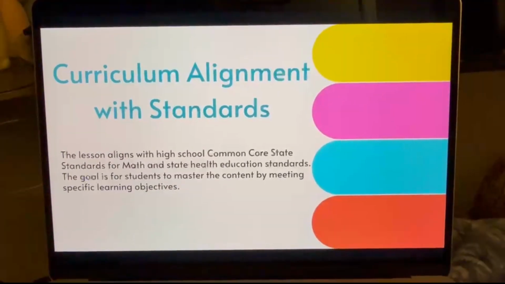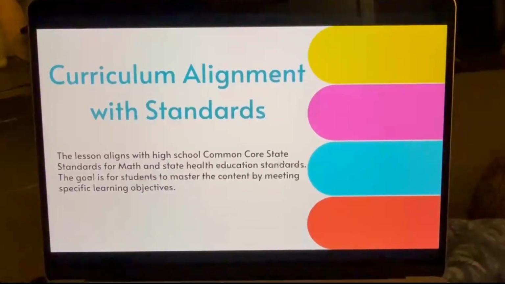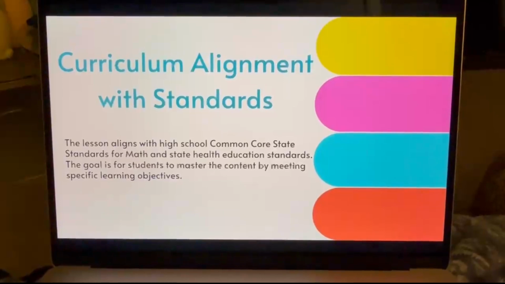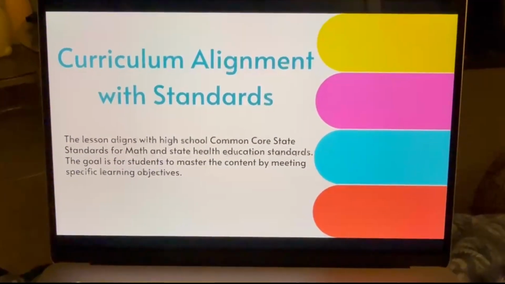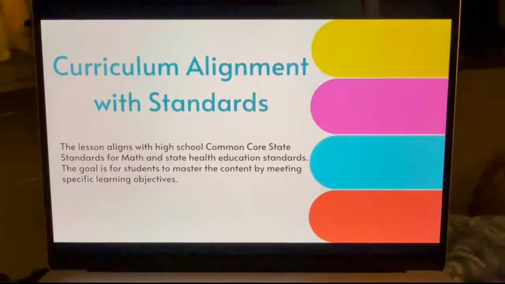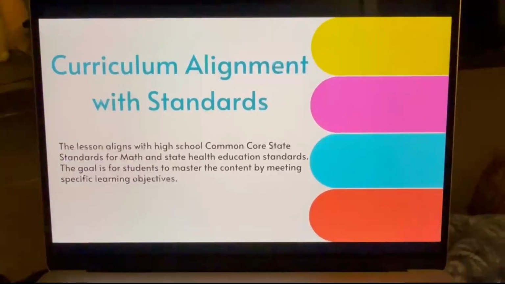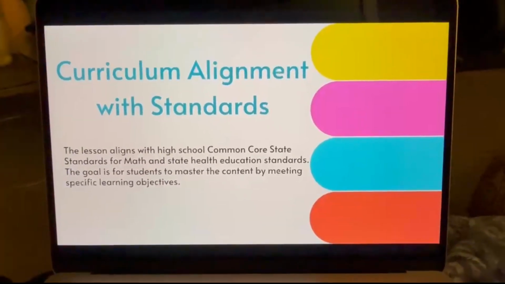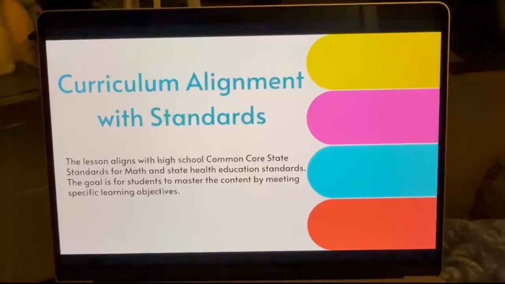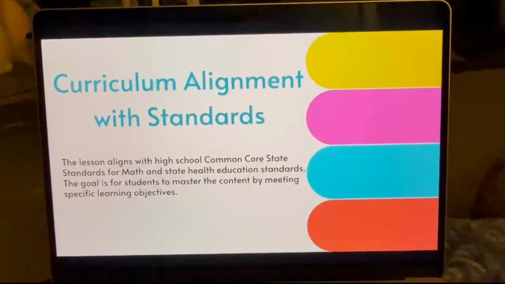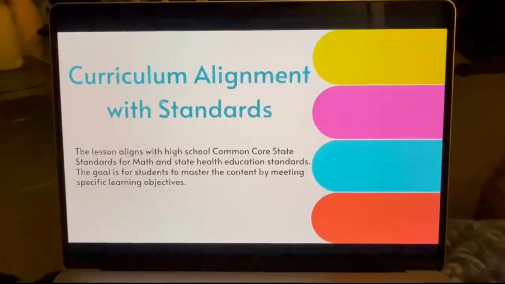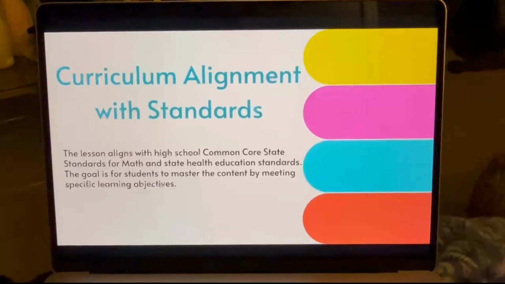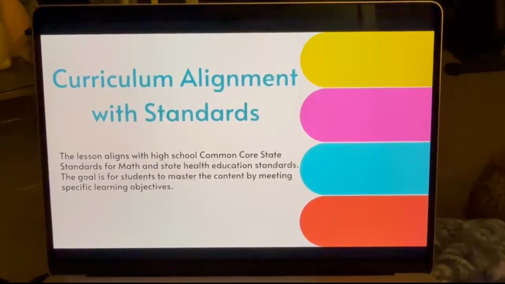So, curriculum alignment with standards. The lesson aligns with high school Common Core state standards for math and state health education standards. The goal is for students to master the content by meeting specific learning objectives. Such as math, they have to master the first topic before they go on to the next one. Because if you don't know how to do the first topic, you cannot do the second one because it just builds on from there. So this is like with any class that she can help with. They have to learn that first topic before they pass on.